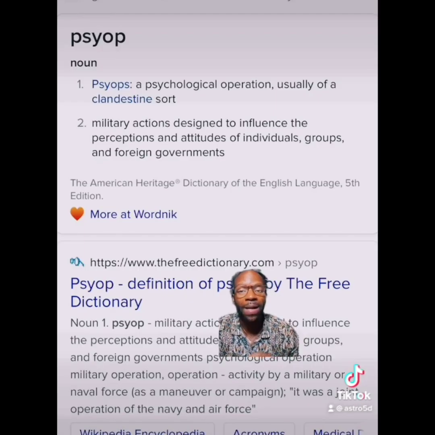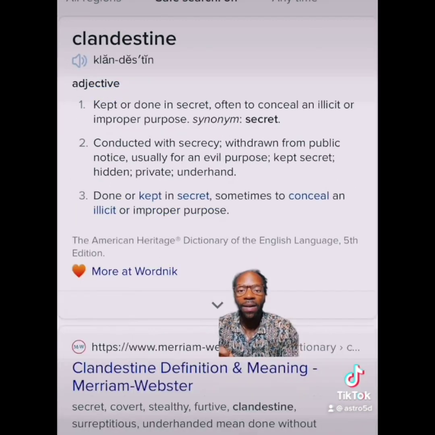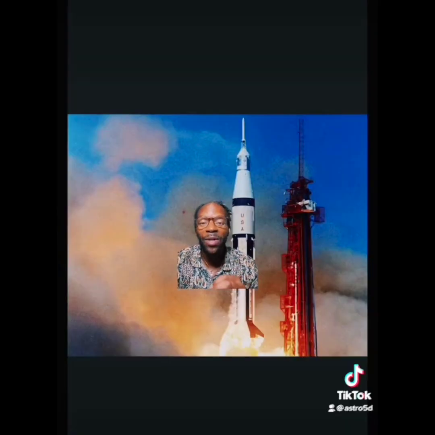And just so that I'm not losing anybody, a psyop is a psychological operation, usually of a clandestine sort. And clandestine means kept or done in secret, often to conceal an illicit or improper purpose. Conducted in secrecy, withdrawn from public notice, usually for an evil purpose, kept hidden, private, underhand. So they have the overhand. Or done or kept in secret, sometimes to conceal an illicit or improper purpose. They use symbolism to communicate amongst each other while deceiving the common man.